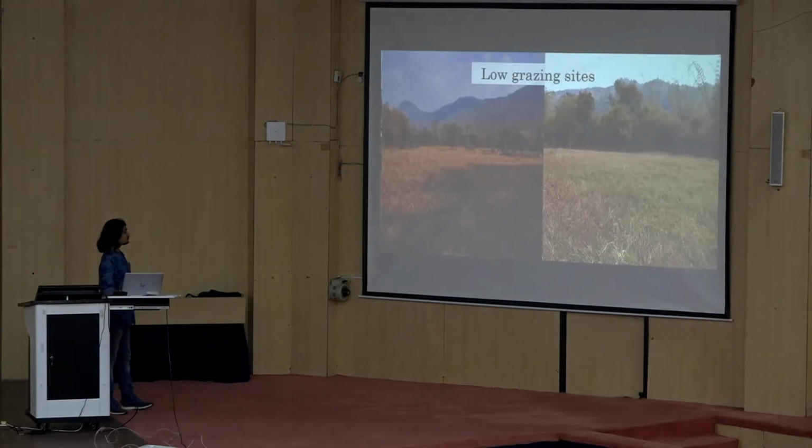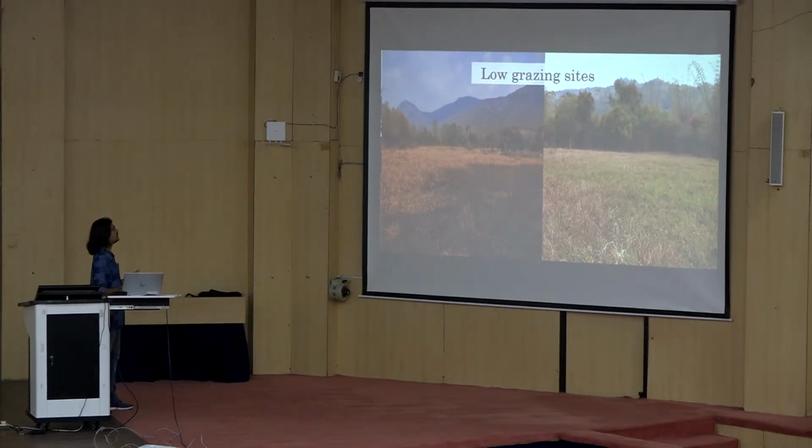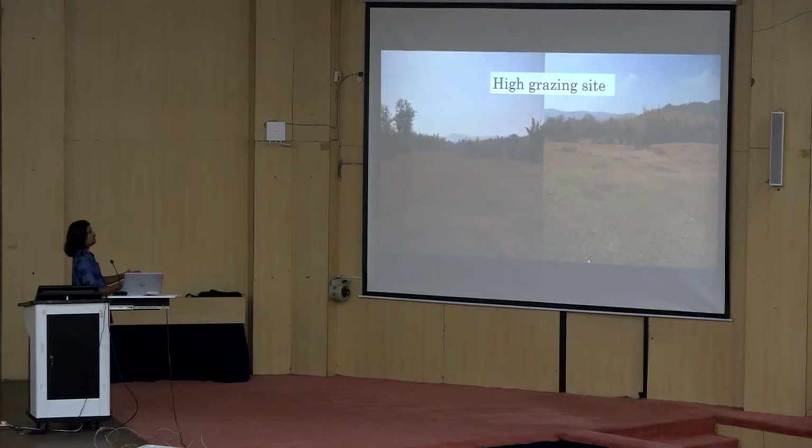To show you how the different grazing sites look in my study area, this is a low grazing site. We can see that there's a very high biomass in this particular grassland, and the grass height is also quite high, close to a meter. Contrast this with this, where the grassland has a very grazed appearance, and the grass height is very low, very close to the ground.